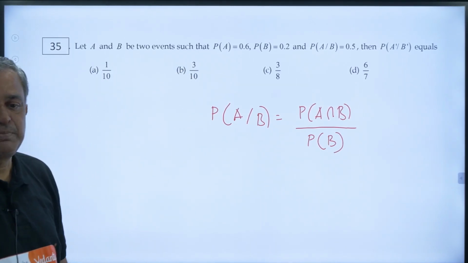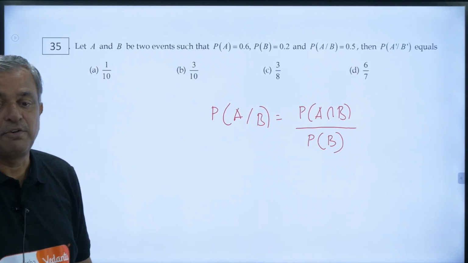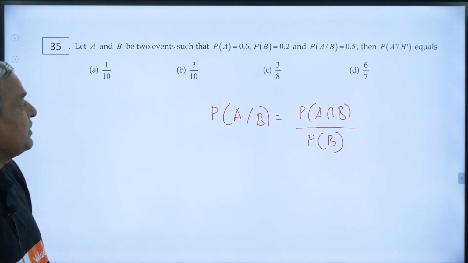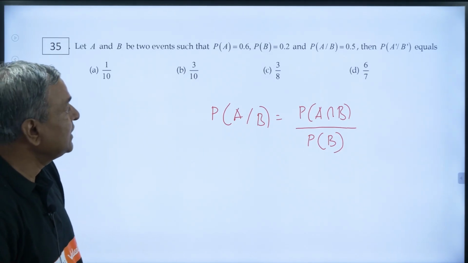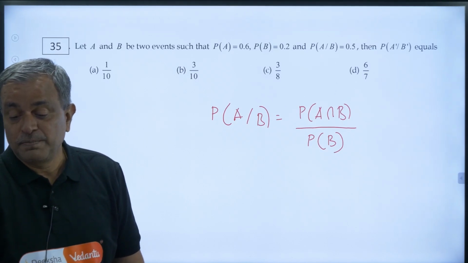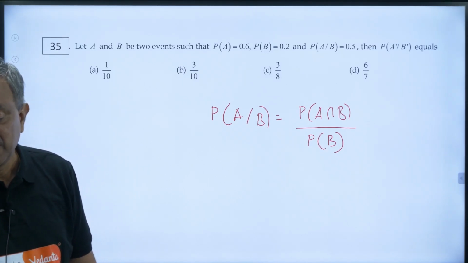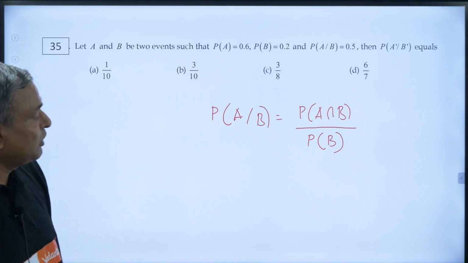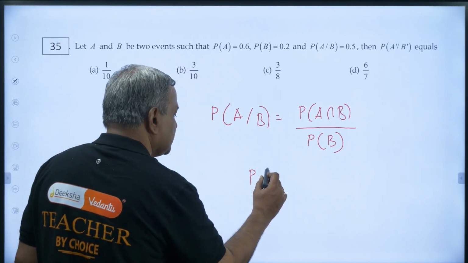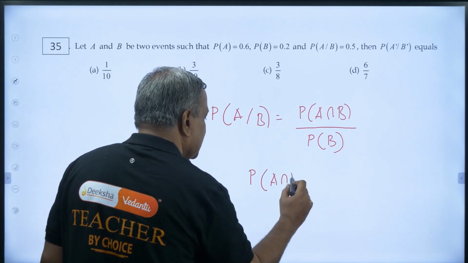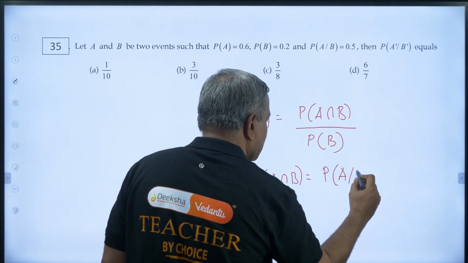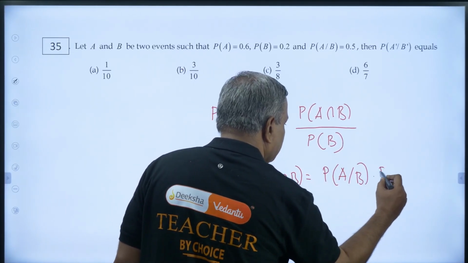Clear? P of A by B is P of A intersection B by P of B. That is the formula. So A intersection B we don't know, P of A we know, P of B we know. But according to the rule, P of A intersection B is equal to P of A by B into P of B.